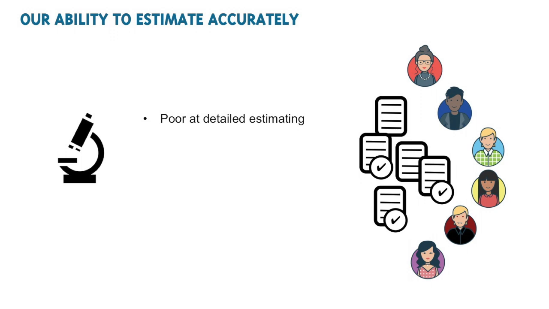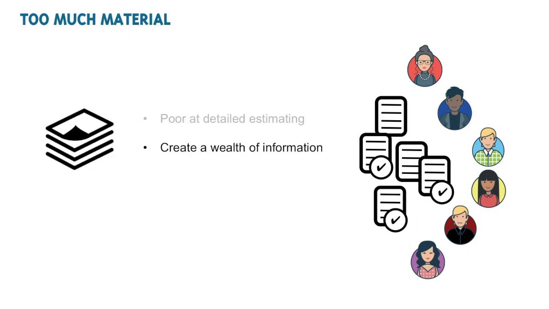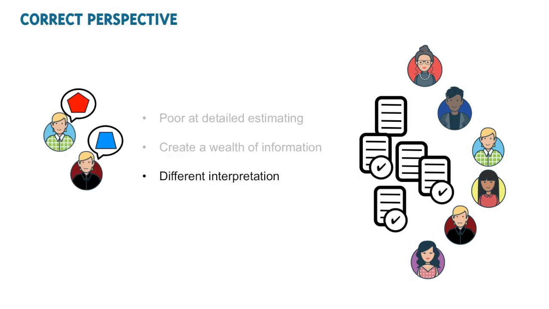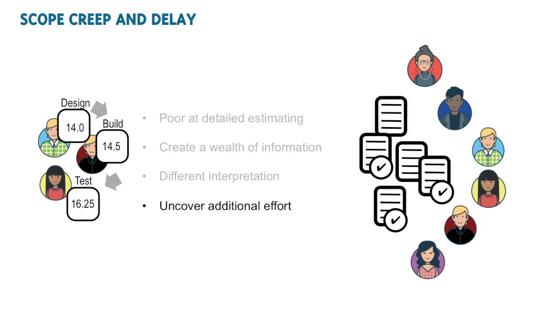The need for change is because humans are poor at detailed estimating. And to reach any sort of level of confidence, teams created a staggering amount of information, which didn't always identify the most important. Furthermore, there were few safeguards to ensure the information was interpreted in the way the author intended by everyone on the team. As requirements were implemented, teams discovered additional effort was required, leading to scope creep and delays.